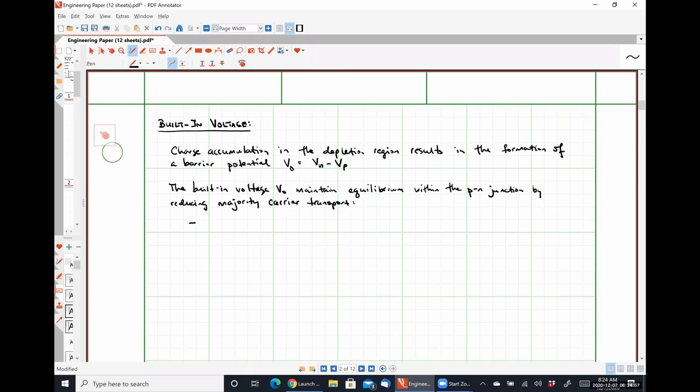So just to be clear, J diffusion P plus J drift P is equal to zero. And J diffusion N plus J drift N is equal to zero. So one thing that we're going to want to know is what the value of that potential barrier is, because that's going to give us a measure of how hard it will be, or how much we need to bias this guy in order to induce a current.